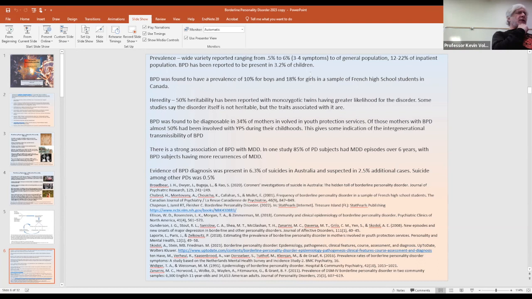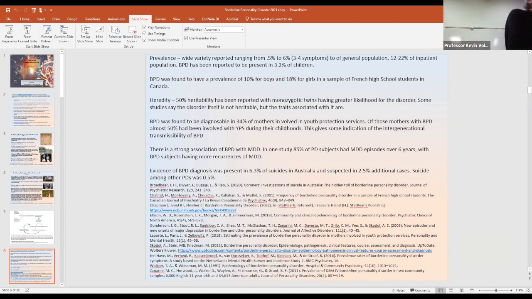Looking at a French high school in Canada, they found about 10% of boys and 18% of girls could have been diagnosed with borderline personality disorder. This one I take with a grain of salt because one of the differential diagnoses for BPD is adolescence, since adolescents normally do a lot of things that people with borderline personality disorder do. So if you're diagnosing somebody of school age, you have to look at whether this is just normal adolescence or whether they have a BPD kind of thing going on. So these numbers may be a little bit blurry. I'm just guessing about that.